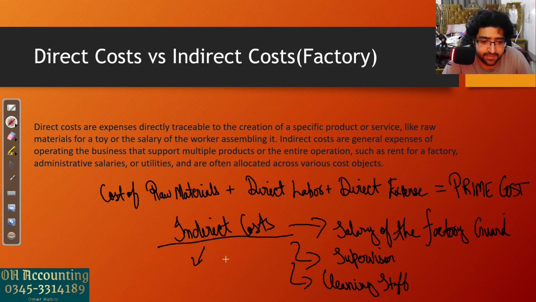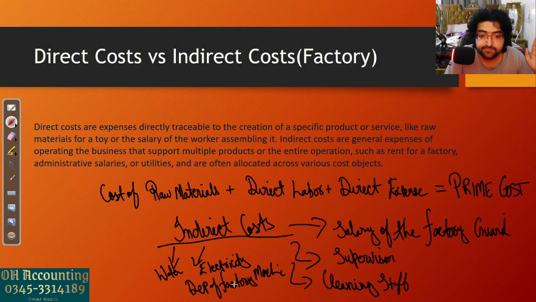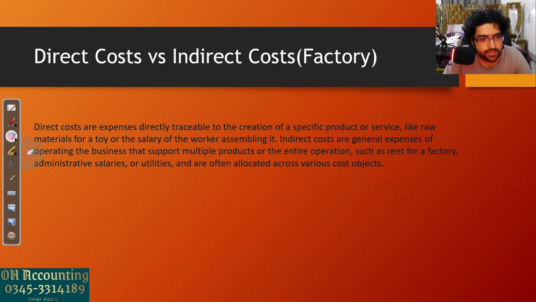And similarly, electricity, because you're manufacturing a lot of goods in the factory, you cannot tell how much electricity is being consumed to manufacture tables. Electricity bill, water bill, and all these things. And to some extent, also, the depreciation of factory machinery is an indirect cost, because that machinery is not just used to manufacture tables, it might be used for various purposes. Okay? So depreciation of factory machine. This is also an indirect cost. I hope you have an idea about direct and indirect costs of the factory now. Okay? Let's move on to the next slide.